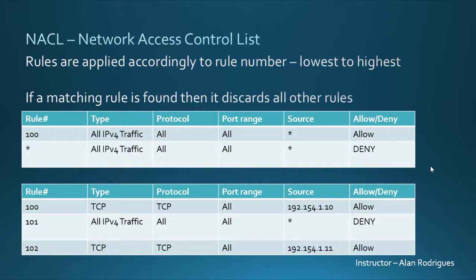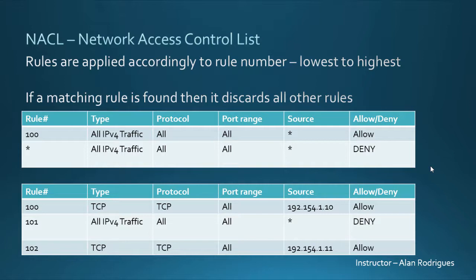Now, one very important thing is that when AWS goes through the table, if a matching rule is found, then it discards all other rules. Secondly, each rule is applied according to the rule number from lowest to highest. In the first table, as an example, AWS finds the first rule, which is rule number 100. It sees it allows all traffic on all protocols and all port ranges. Since this is a matching rule for all traffic, it then discards the second rule, which is to deny all traffic.